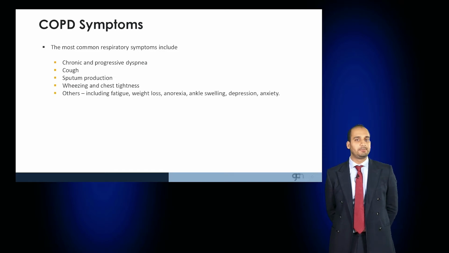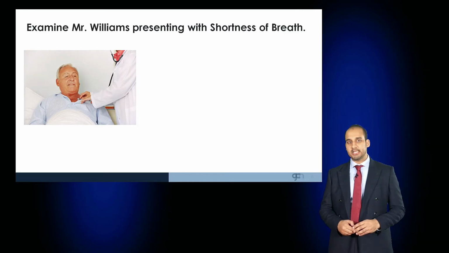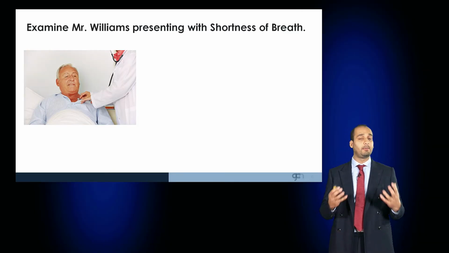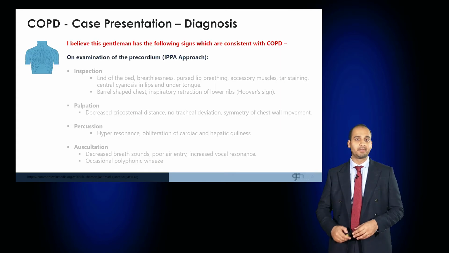The most common respiratory symptoms include chronic and progressive shortness of breath, a chronic cough with sputum production, wheezing and chest tightness, as well as other symptoms such as fatigue, weight loss, anorexia, ankle swelling, and symptoms such as depression and anxiety. Let's take a case, Mr. Williams presenting with shortness of breath, and discuss the common features on a respiratory examination in a patient with COPD.